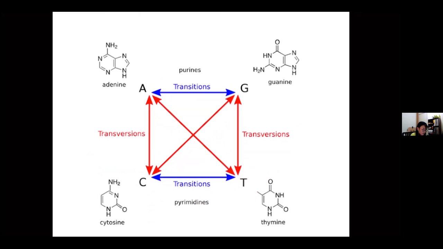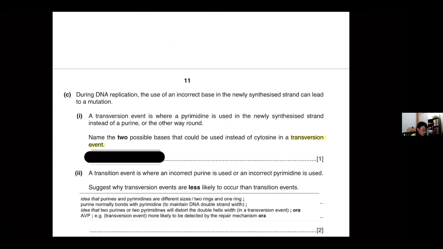Transversion is the interchange of purine and pyrimidine: A and T, A and C, G and C, G and T. So a transversion event is where a pyrimidine is used in the newly synthesized strand instead of a purine, or the other way around. Name the two possible bases that could be used instead of cytosine in a transversion event.